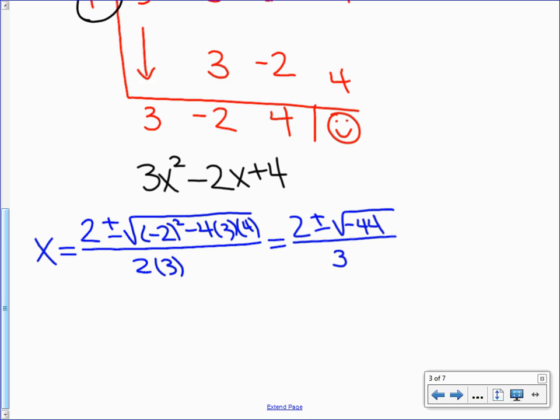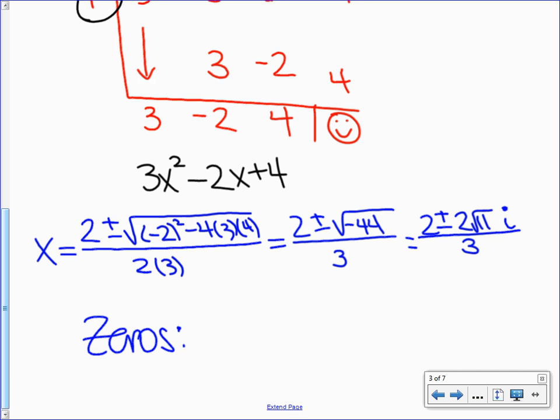How do you reduce something like that? How do you reduce the square root of negative 44? Okay, so an i comes out, and we know the square root of 4 is 2. So 2 radical 11 times i, right? So we found 2 imaginary zeros. Okay? So our zeros we found are 1 and then 2/3 plus or minus 2 radical 11/3 i.